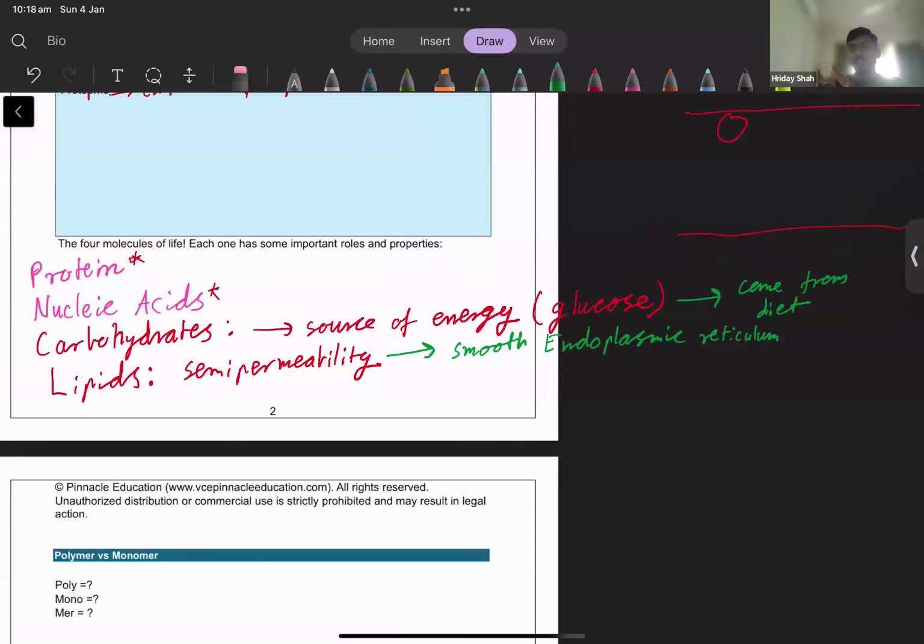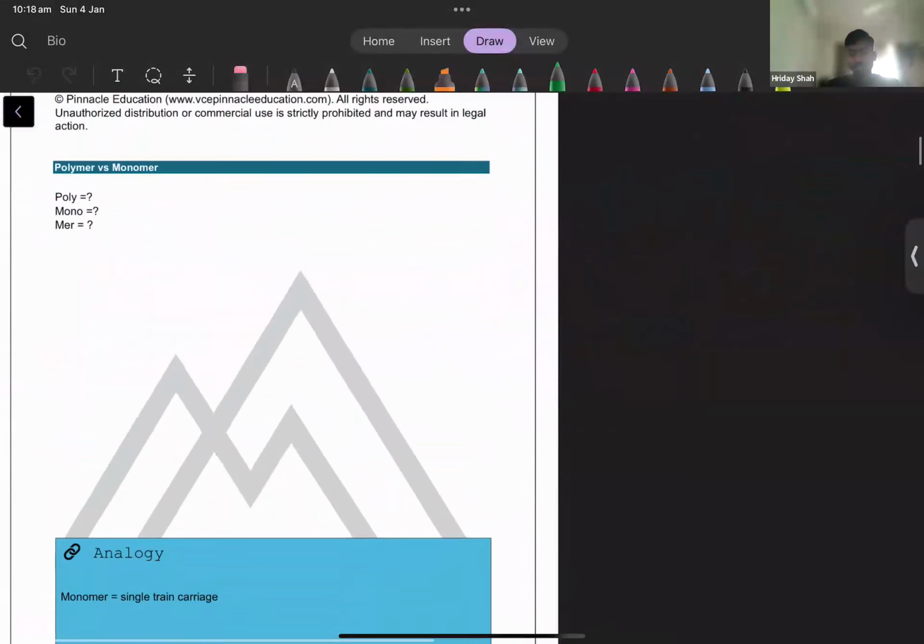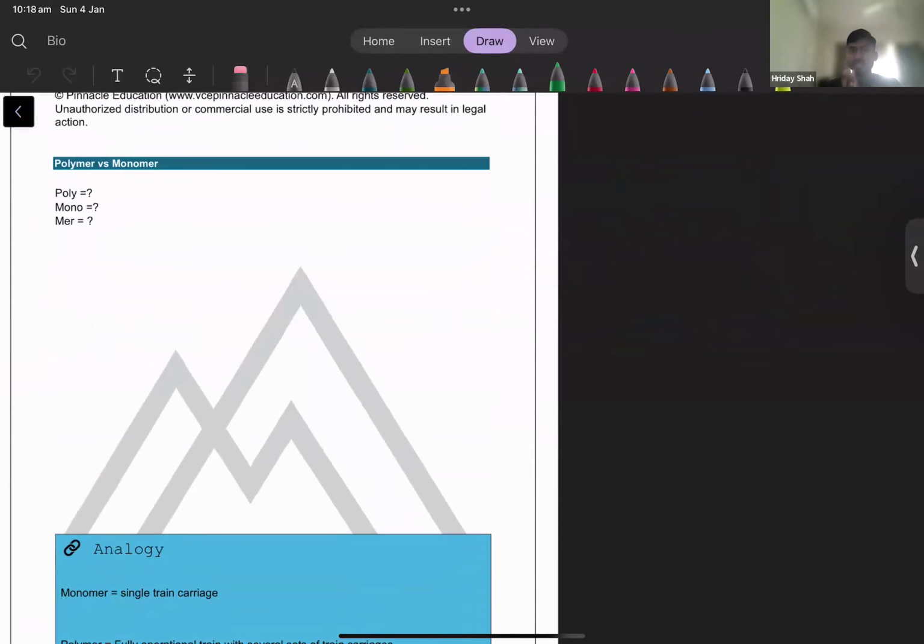So in terms of carbohydrates and lipids, that's pretty much all you need to know. There's not a lot there. Proteins and nucleic acids, I will leave for later in the booklet. So then I want to cover what a polymer is and what a monomer is.